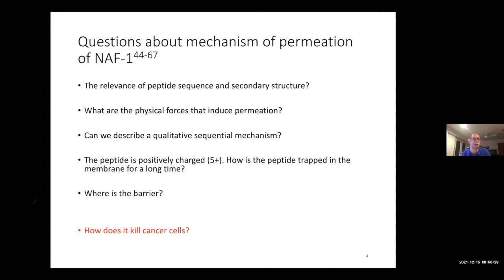So the questions that I would like to ask and partially address: okay, we have a peptide. What is the relevance of peptide sequence and secondary structure to this? As I mentioned, there's a huge number of CPPs. Some of them are targeting different membranes. Some of them are targeting different cells. What are the physical forces that bring this peptide into the membrane? And can we propose at least a qualitative sequential mechanism that we can build on when we are attempting to use different peptides, or design a peptide for a different membrane, and so on and so forth?